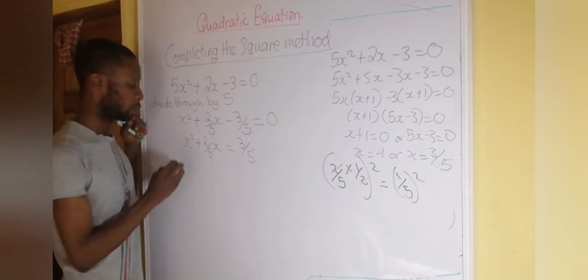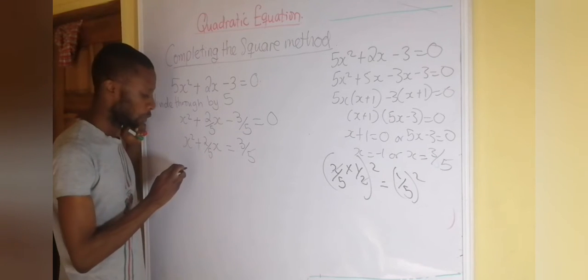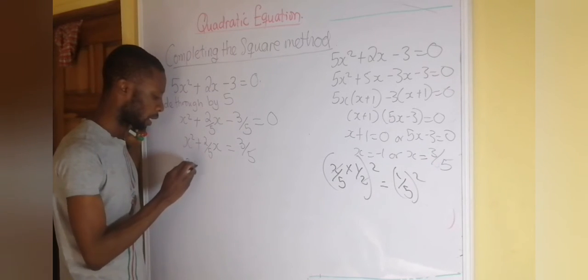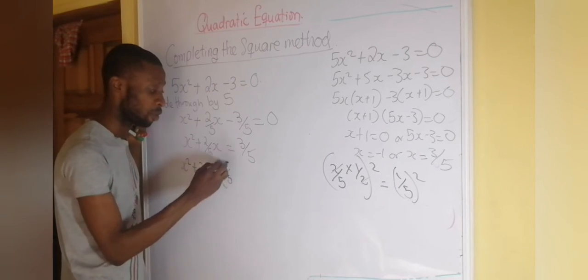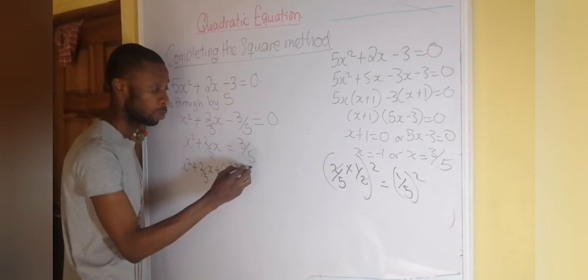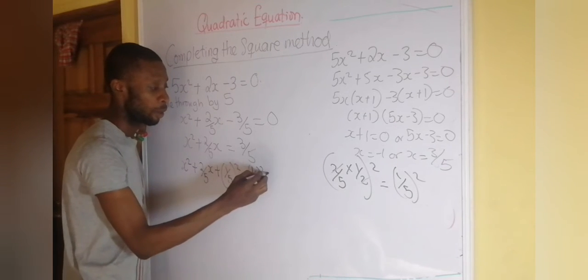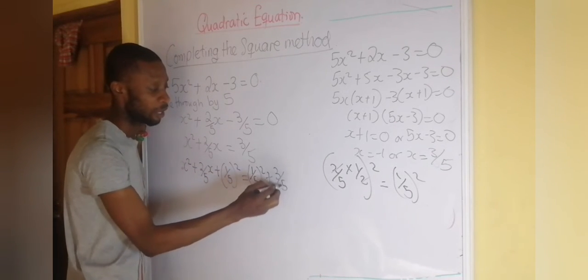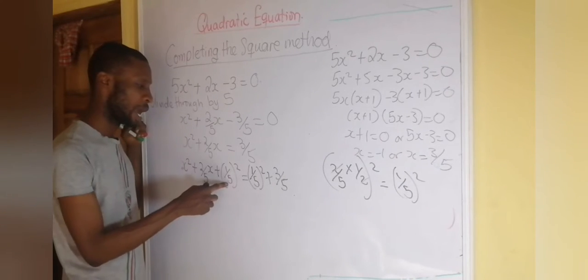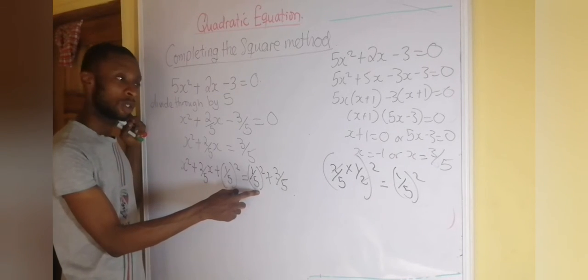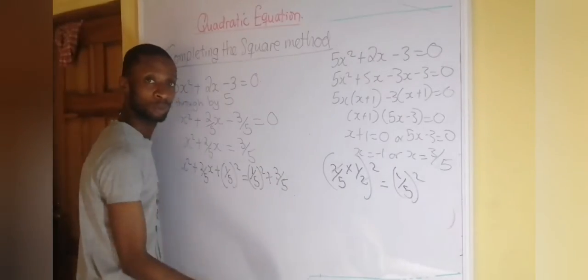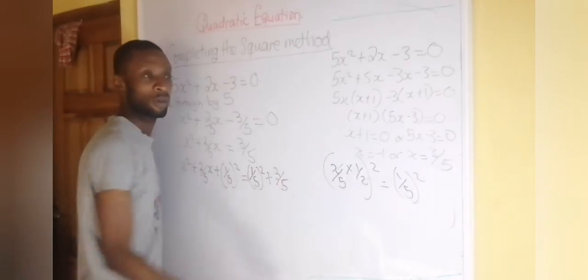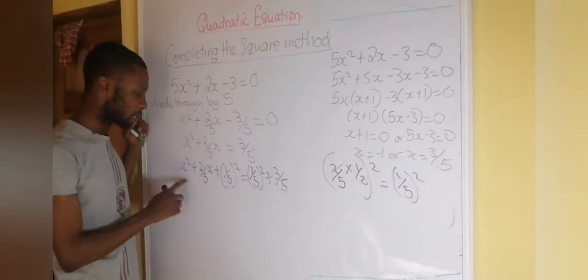So after that, I'm going to add it to both sides. So plus 1 over 5 all squared equals 1 over 5 all squared plus 3 over 5. So I add it here and I add it here. I will say again: the coefficient of x multiplied by half and squared, like divided by 2 and squared, is 1 over 5 squared.